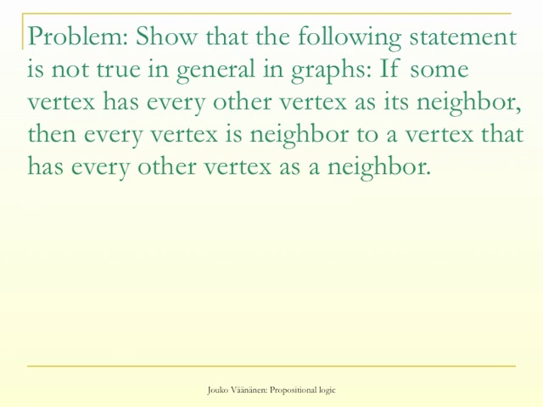Show that the following statement is not true in general in graphs. If some vertex has every other vertex as a neighbor, then every vertex is a neighbor to a vertex that has every other vertex as a neighbor.